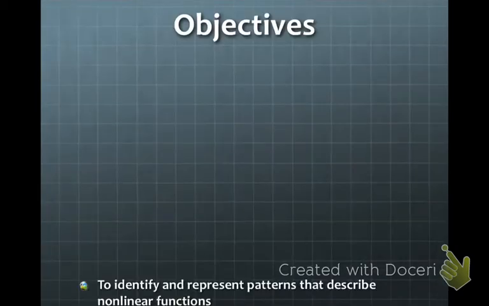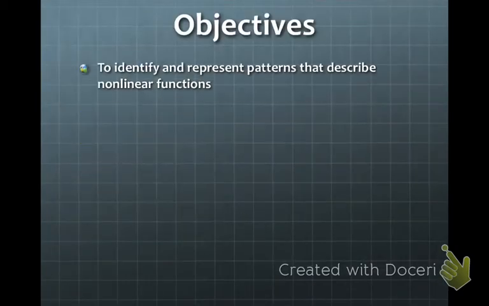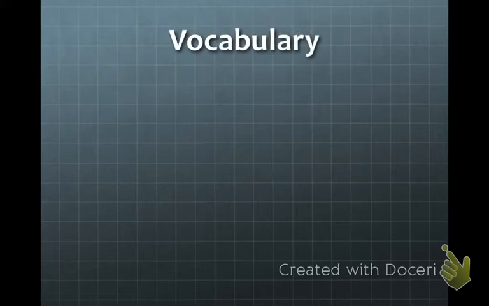Okay, so our objectives for today, we're going to identify and represent patterns that describe linear functions. Please ignore that word "non" right there. We'll just pretend like it doesn't exist. There you go. Fixed, all better. Okay, so let's look at what we're going to do.